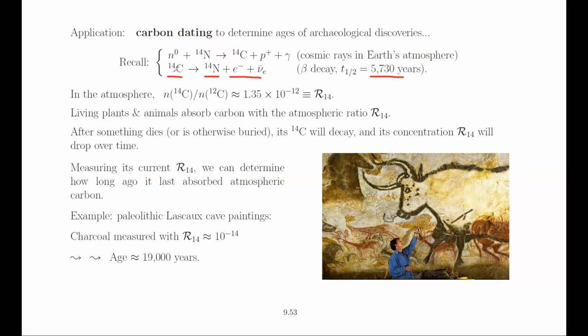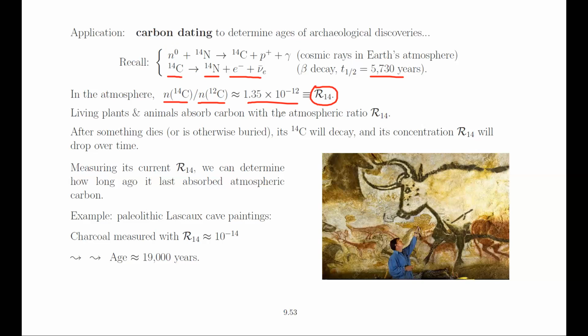Now, of course, this carbon-14 isn't the most common isotope in the atmosphere. The most common one is regular carbon-12. The ratio of carbon-14 to carbon-12 is tiny, 10 to the minus 12. So for every trillion regular carbon atoms, there's going to be 1 carbon-14. This ratio, we can give it a name.